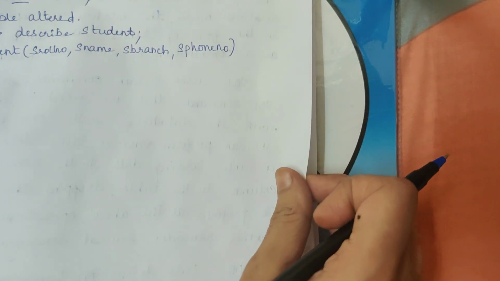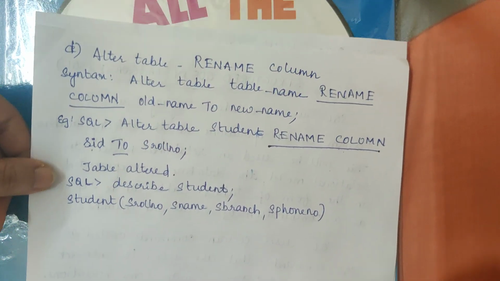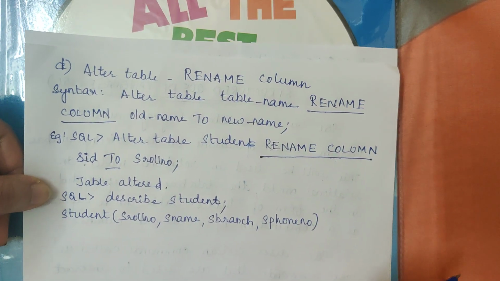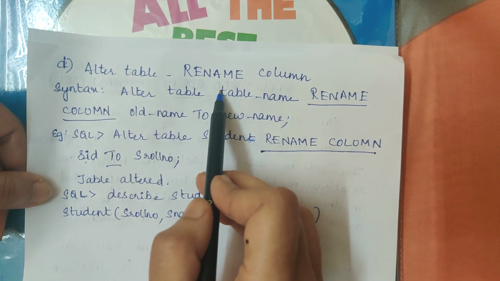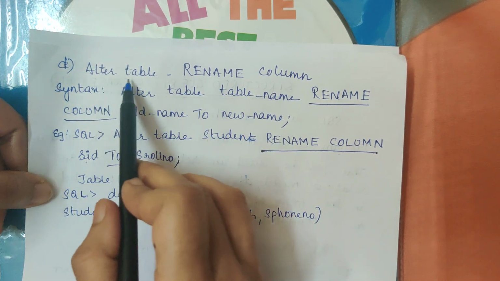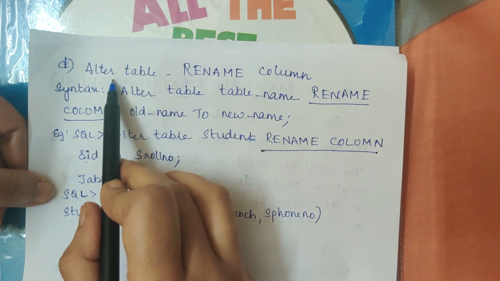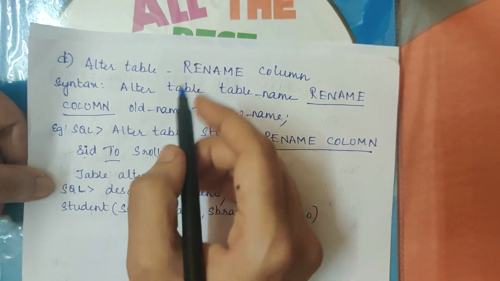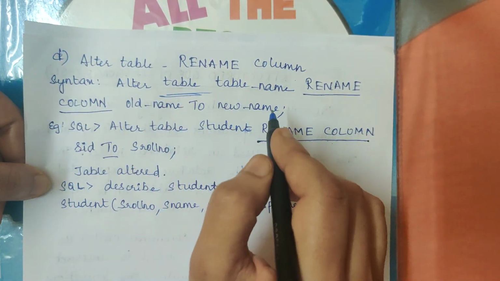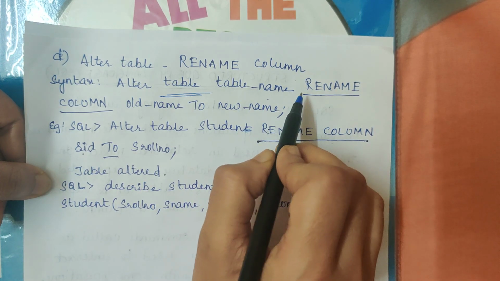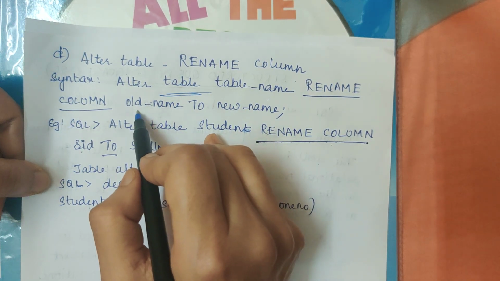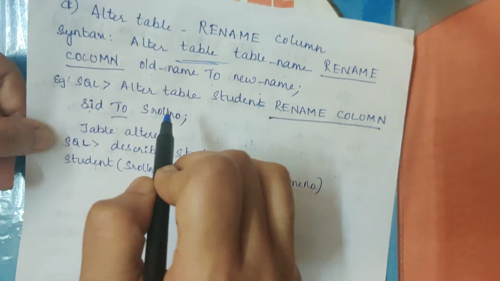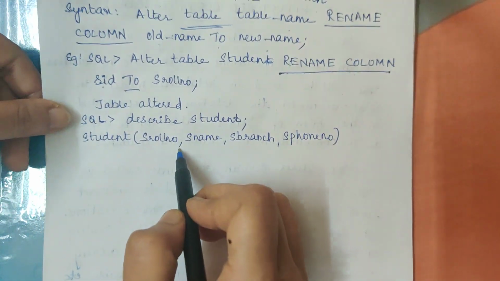Next, we have another command called rename. This rename command is also very important, which is with alter only. So alter table rename column. The syntax is alter table. Table is a must keyword. Table name, rename column from older name to new name. So here let us look at an example.